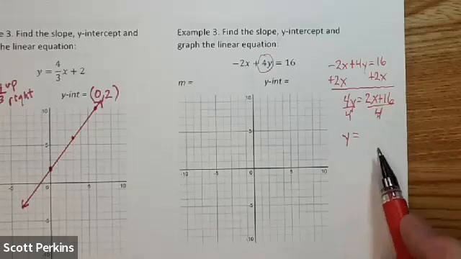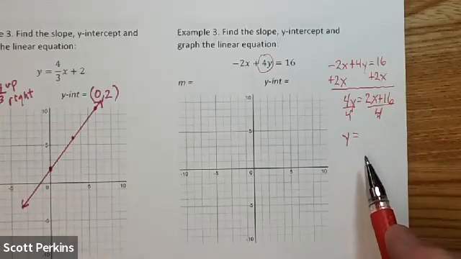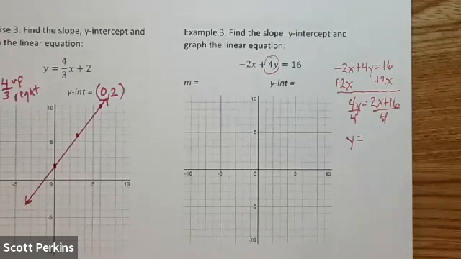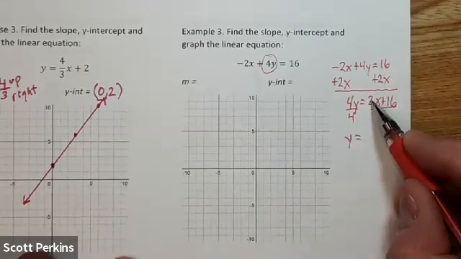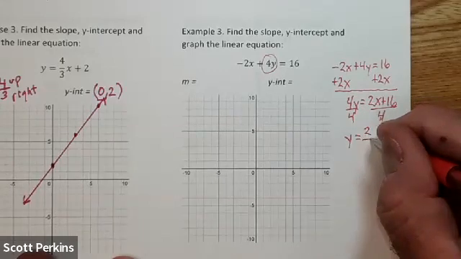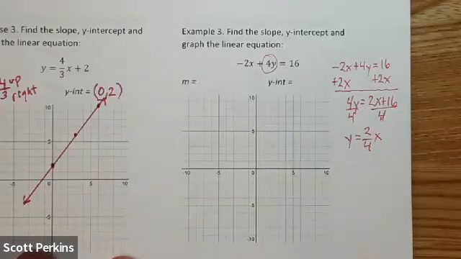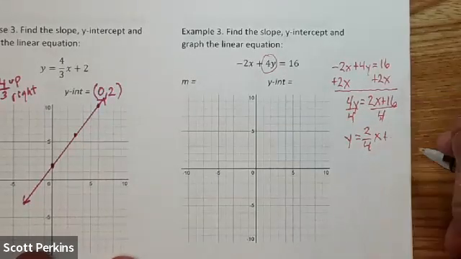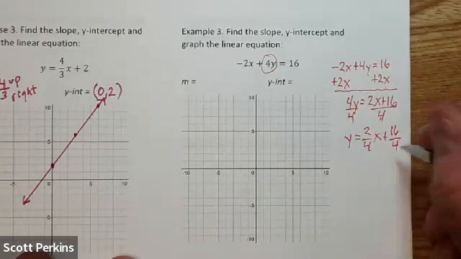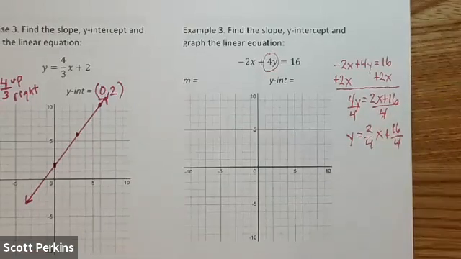Now I'm going to write this next step down. I know that you probably don't need this step, but I just want your notes to be complete. So what I mean is I've got 2 over 4 times x plus 16 over 4. I've taken that 4 and I've distributed it.